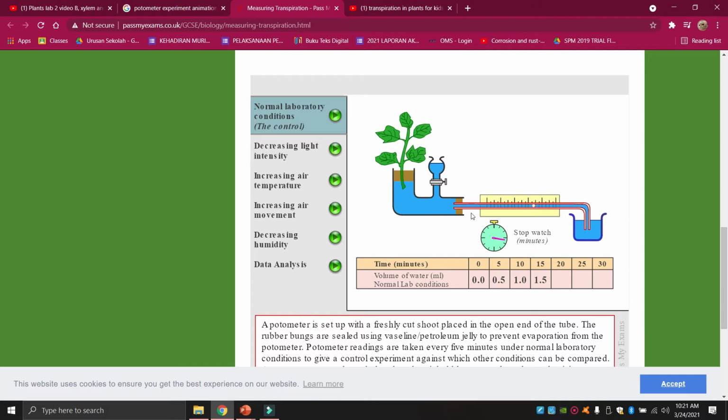So this is the apparatus. You put the plant here and you have to put Vaseline here, to make sure no gas comes out from this apparatus. Let's say we put it in the normal lab. This will be the control experiment, so I will leave it at normal condition in the lab, and we see what happens.